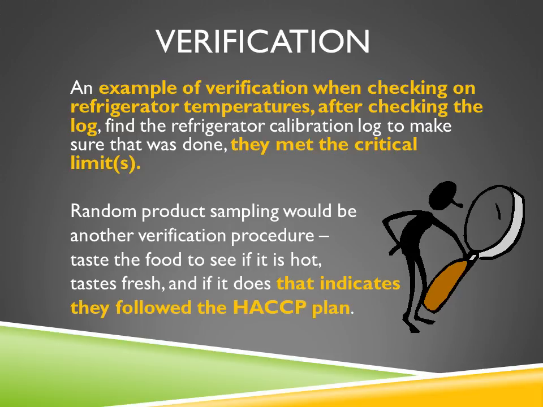An example of verification: when checking on refrigerator temperatures after checking the log, find the refrigerator calibration log to make sure that that was done. Thus, they met the critical limits. In other words, critical limit would be refrigerator has to be 41 or below, or 0 or below. But how do you know that was accurate?